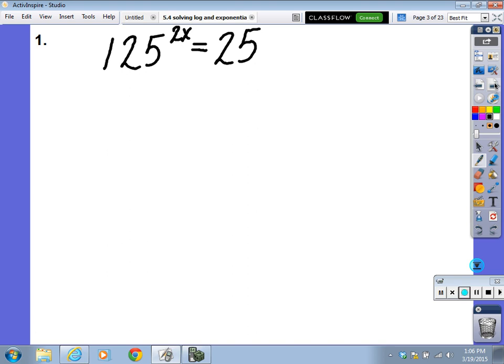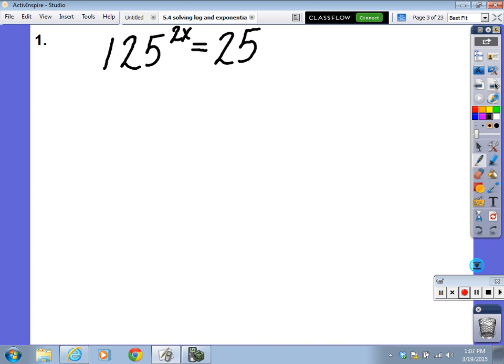Okay, so we have 125 raised to the 2x is equal to 25, and we're asked to solve. So this just means solve for x. But notice my x is up in the exponent of my exponential, so we need to get it down.